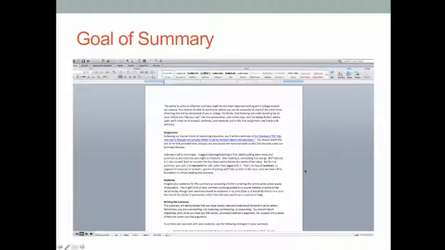And I've pointed this out on our assignment sheet too, right? This first paragraph here. The ability to write an effective argument might be the most important writing skill a college student can possess. You need to be able to summarize before you can be successful at most of the other kinds of writing that'll be demanded of you in college. For Burke, for that quotation about the Burkean parlor, listening and understanding has to occur before you dip your oar into the conversation. And in this class, we'll really be taking Burke's advice. Later, we'll move on to analysis, synthesis, and response. But for this first assignment, we are going to stick with summary.